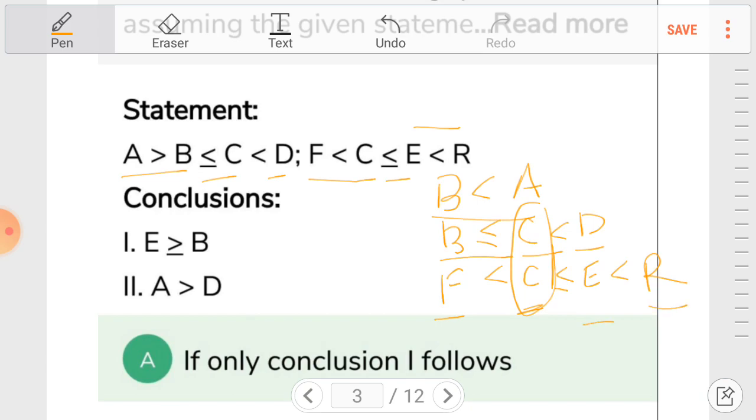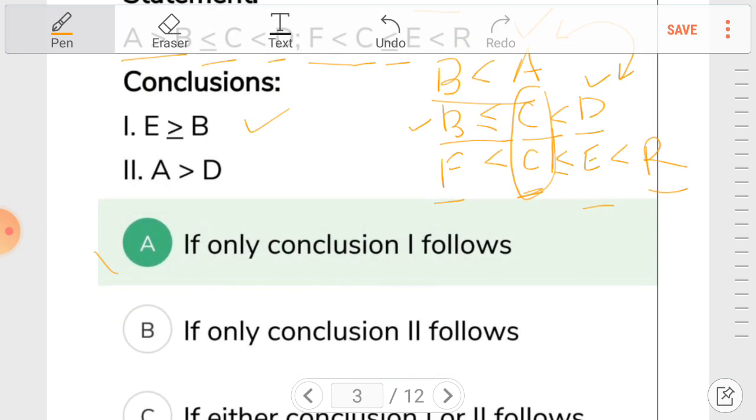Then the conclusion is given: E is greater than equal to B. As we know, E is greater than equal to C and C is greater than equal to B from this statement. So we can conclude that conclusion 1 is correct. In the second conclusion, A is greater than D. We know that A is greater than B and D is also greater than B, but we don't know the relation between A and D. So conclusion 2 is not correct. Option A is correct here.